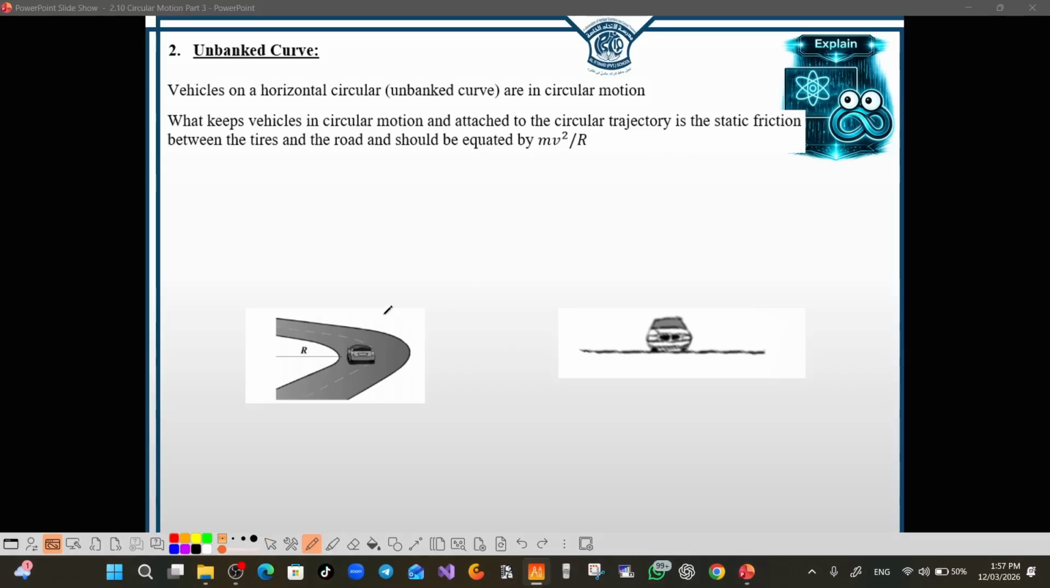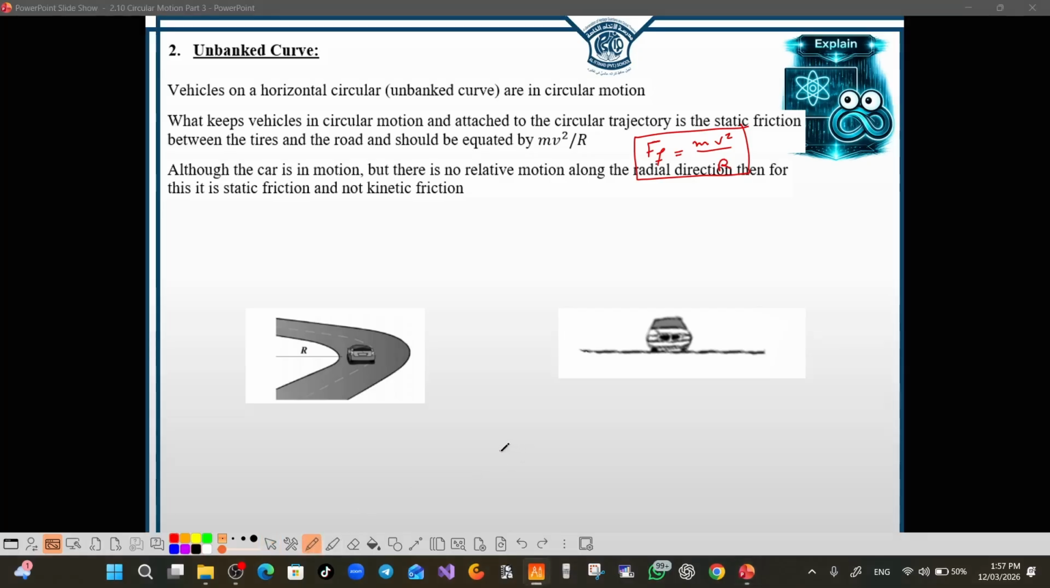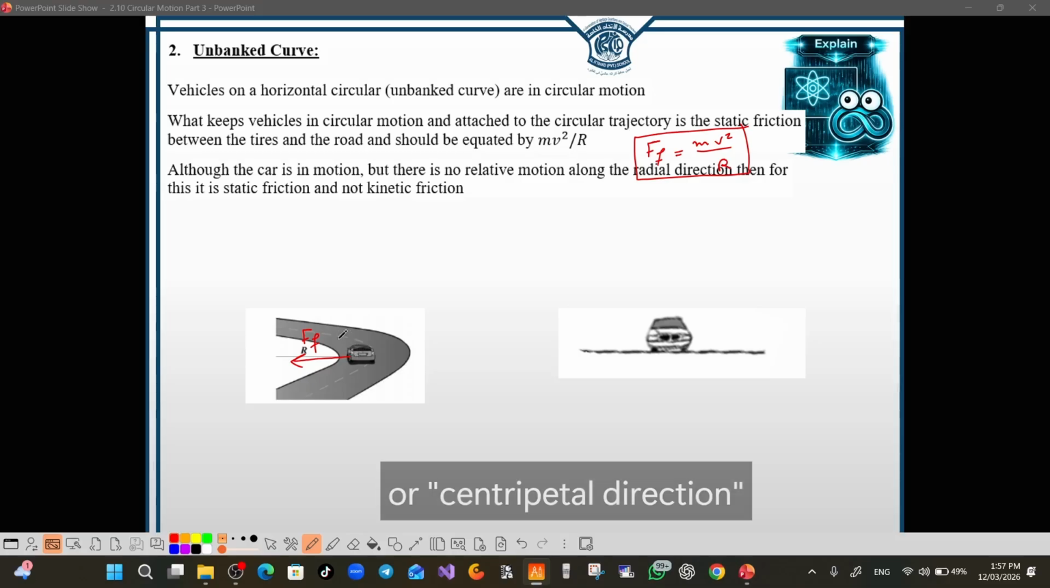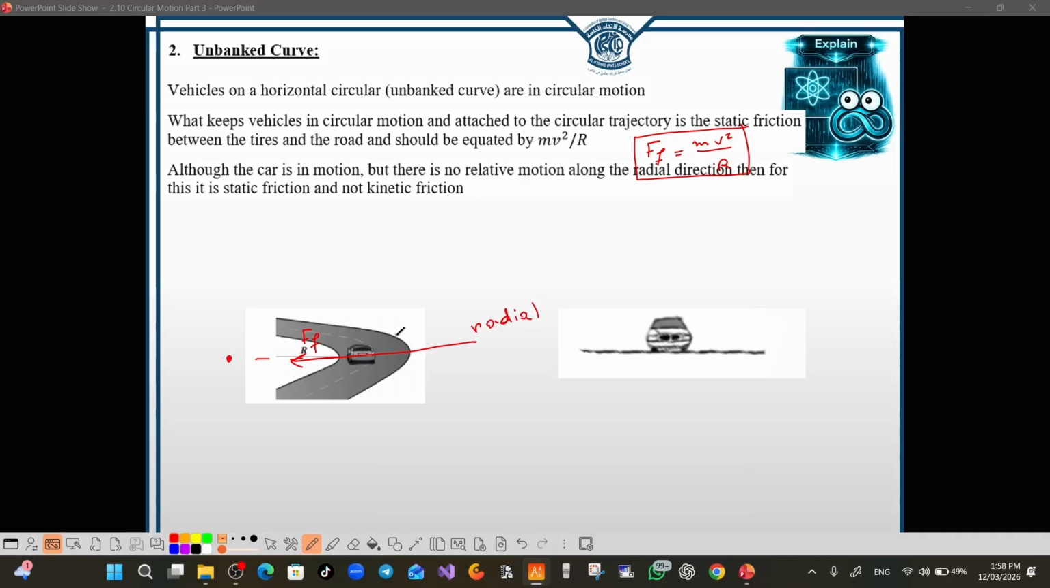This scenario we have studied in the previous session, and we found that the friction force is equal to mv squared over r. Now, although the car is in motion, there is no relative motion along the radial direction, so this is a static friction and not kinetic friction. What I mean by that is the friction is acting inward, and this is what we learned in the previous session. We usually call this the radial axis because it's toward the radius and passes through the center of the circular path.